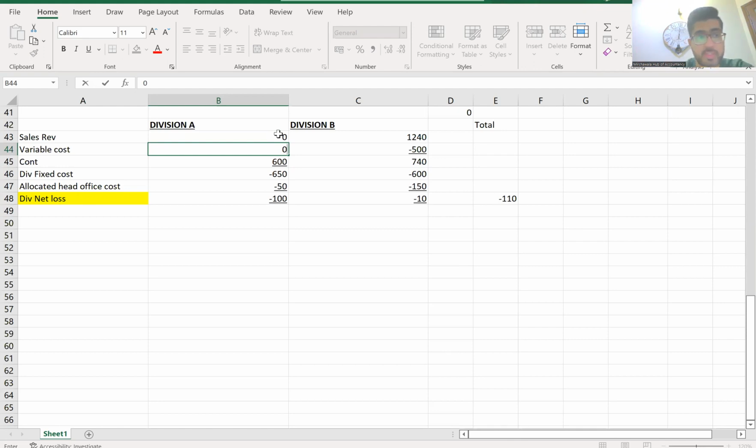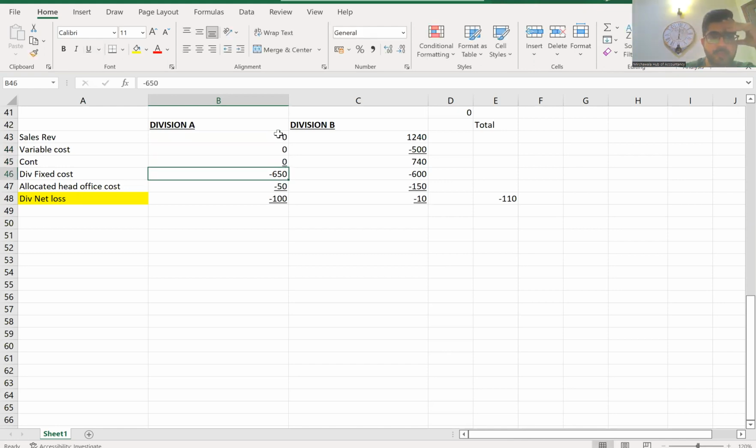Obviously, if the division is shut down, there is no revenue, no product making, no variable cost. So how much contribution will you get? Zero. Okay. How much would be the divisional fixed cost? Obviously, it's a division specific fixed cost. If the division is shut down, all specific fixed costs are avoided. That's written zero.